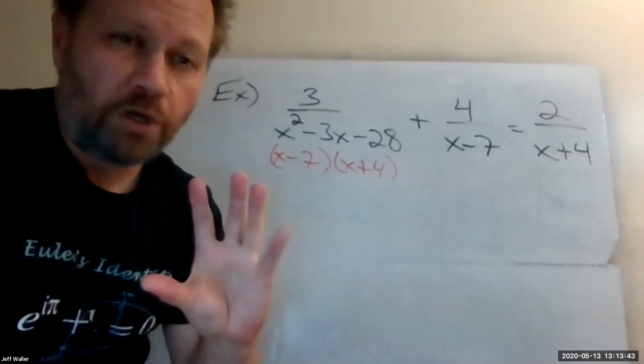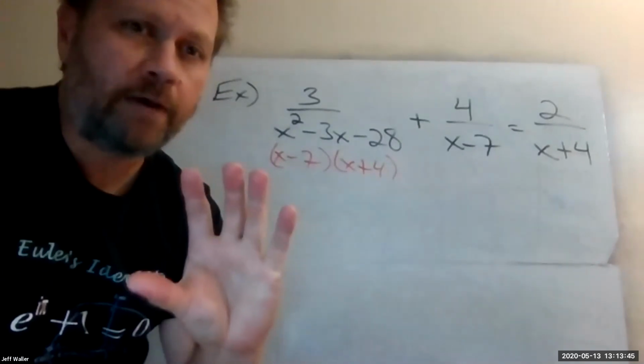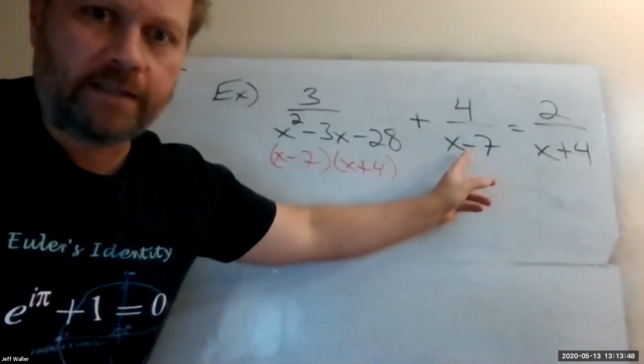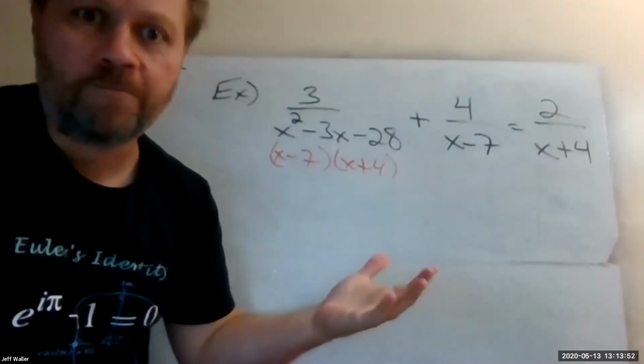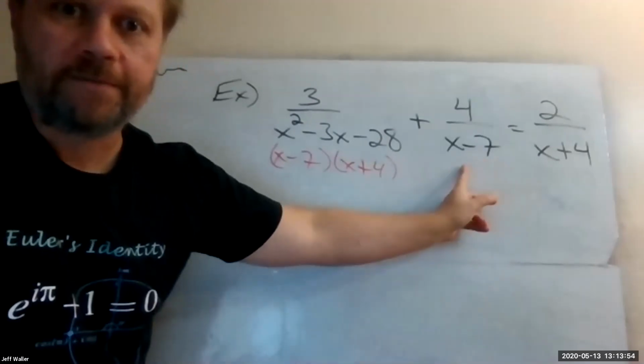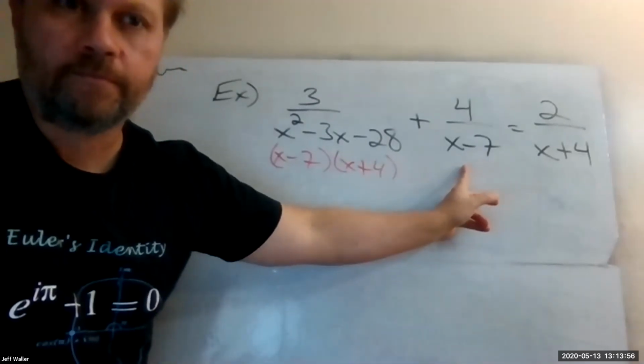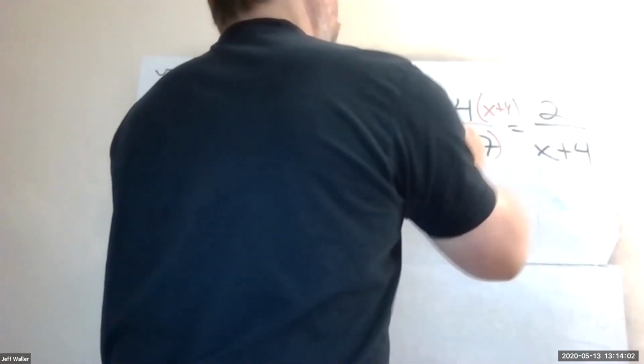That's remarkably nice. Why does it make sense that that would happen? Because now I can see exactly what they're missing. I can see what they already have. So what's this guy missing? X plus 4. X plus 4. Of course, this guy's missing x minus 7.